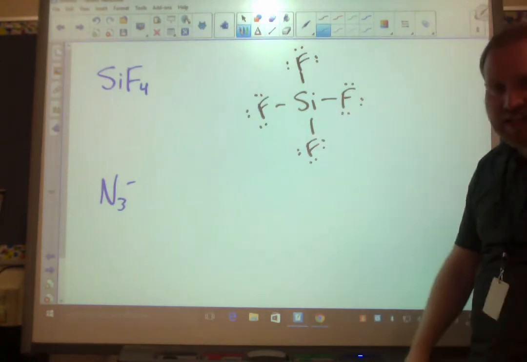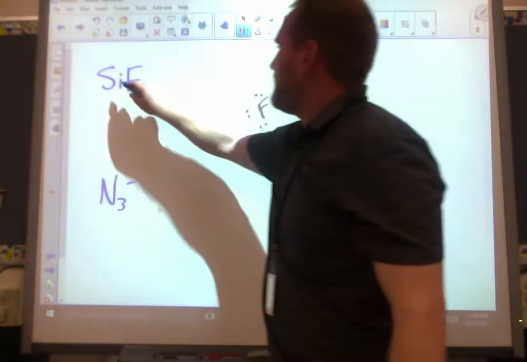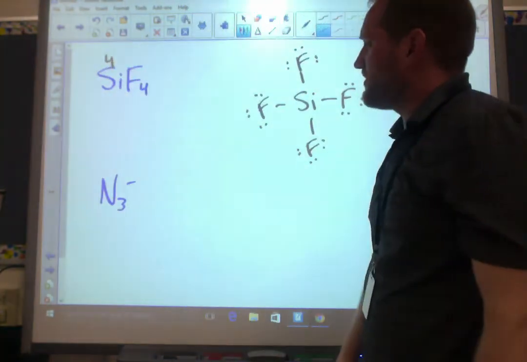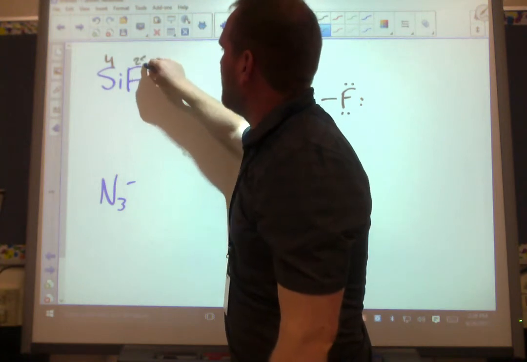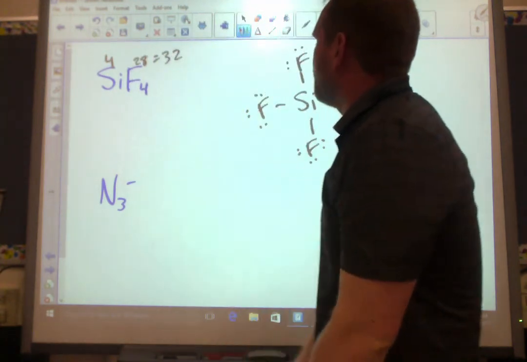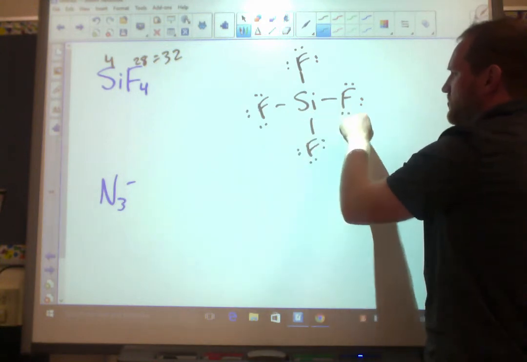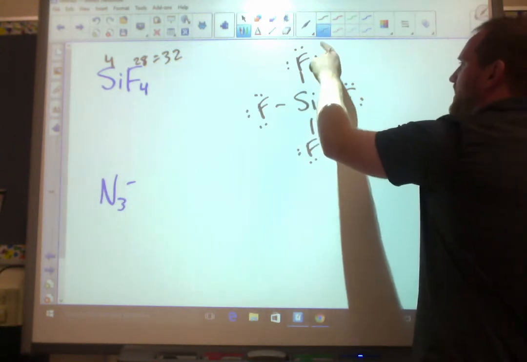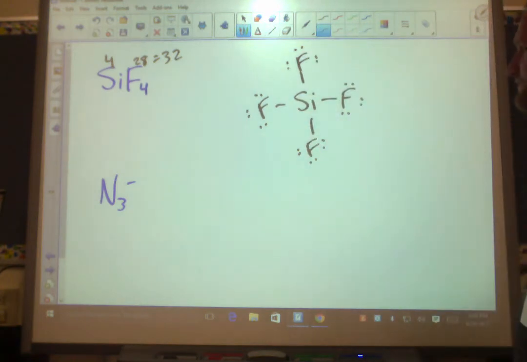Silicon in the middle doesn't need any dots because it already has 2, 4, 6, 8. Okay. Si, that's 4 electrons, just like carbon. F4 is 7 times 4, which is 28. Total of 32. 2, 4, 6, 8, 10, 12, 14, 16, 18, 20, 22, 24, 26, 28, 30, 32. So this is, in fact, the correct Lewis structure.